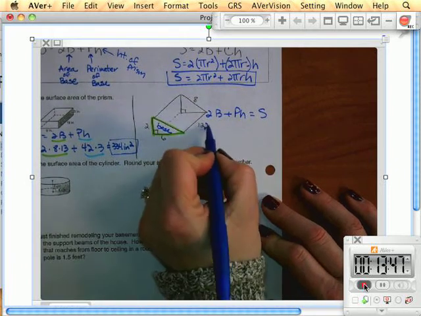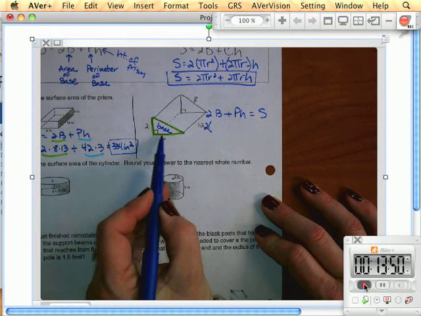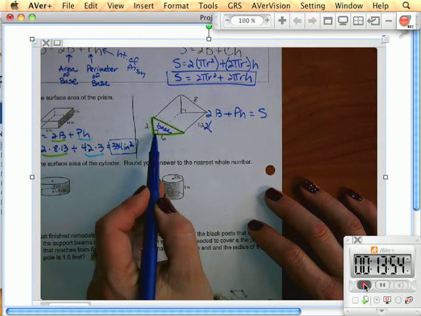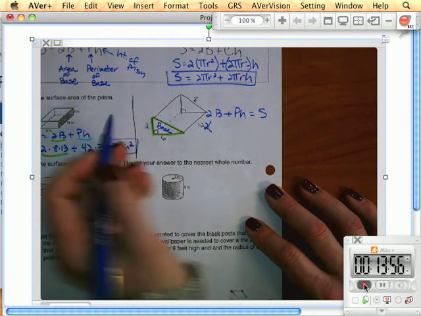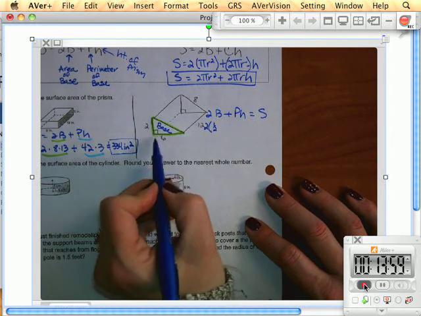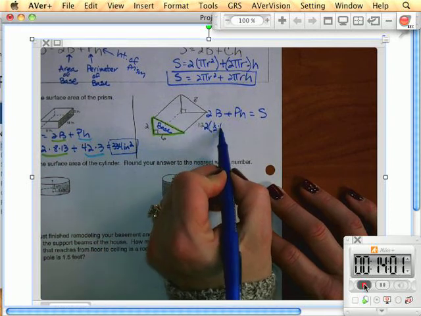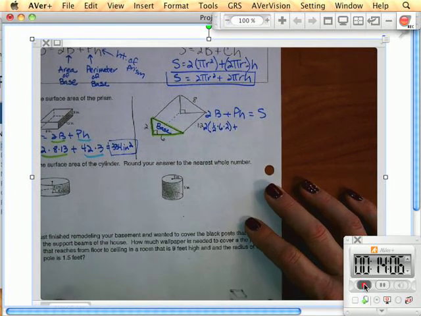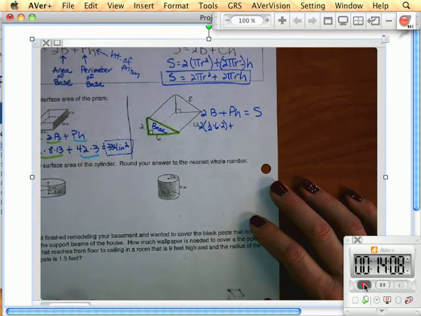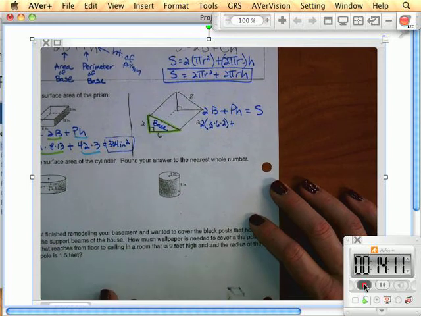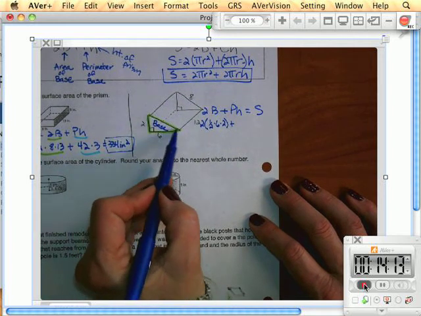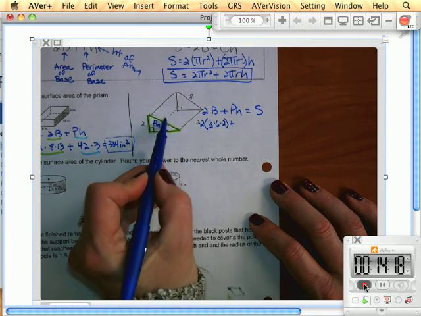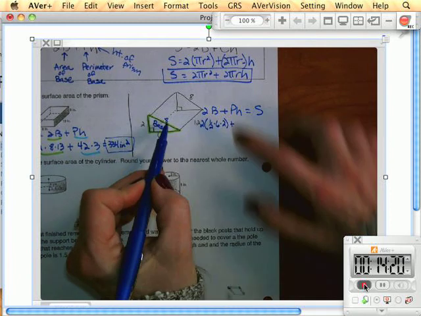All right, 2B. How do you find the area of a triangle? We need the area of this triangle because it's the base shape. How do I find the area of it? 1/2 base of the triangle, which is 6, times the height of the triangle, which is 2. Plus, okay, I need the perimeter of my base now. So it's 6 plus 2 plus what? 6 plus 2 plus 8, which I got from back here.